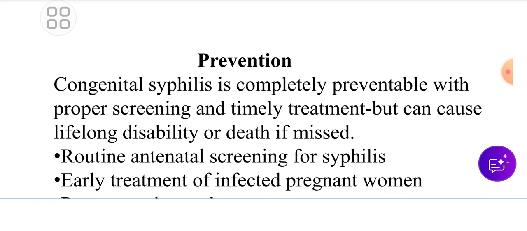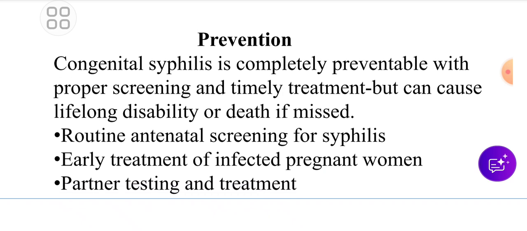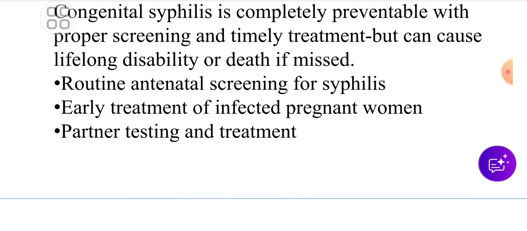Prevention: congenital syphilis is completely preventable with proper screening and timely treatment, but can cause lifelong disability or death if missed. There should be routine antenatal screening for syphilis, early treatment of infected pregnant women, and partner testing and treatment. The sexual partners should be identified and treated.